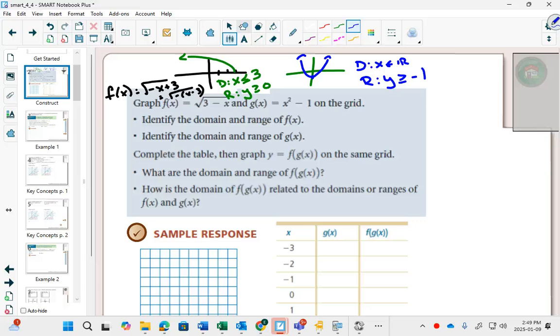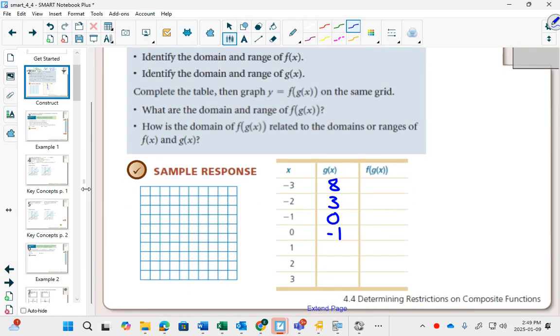And on your next page, you have the following chart. We want to graph f of g of x. So first of all, you'd have to plug in negative 3 into g of x. And g of x is x squared minus 1. You would get 8. 4 minus 1, this will be 3. This will be 0. This will be negative 1. And by symmetry, those are easy to calculate.